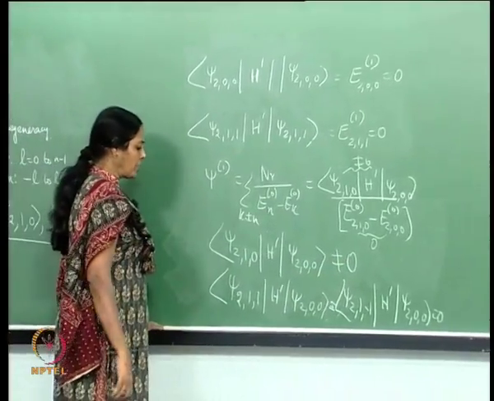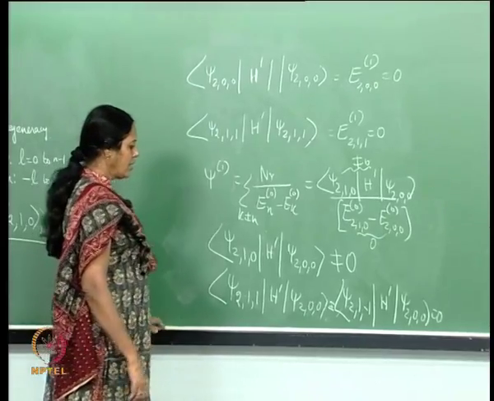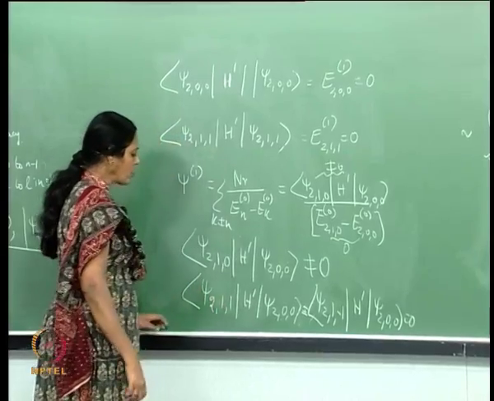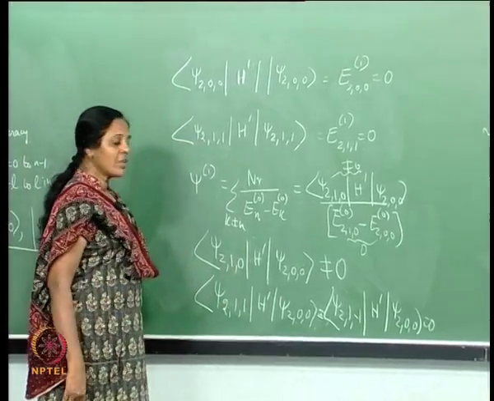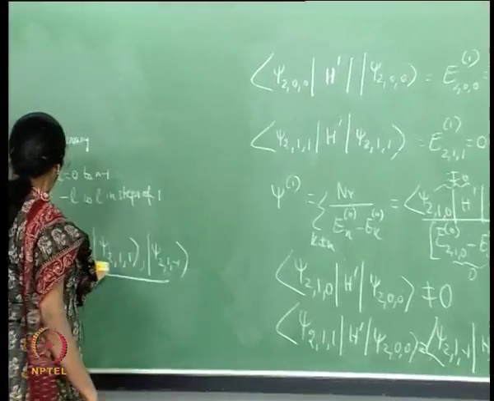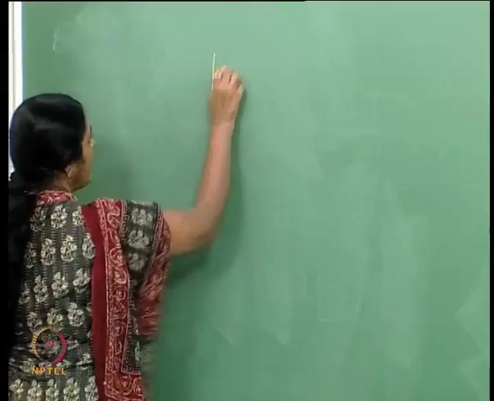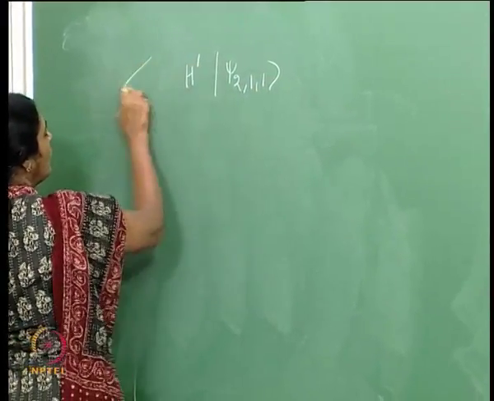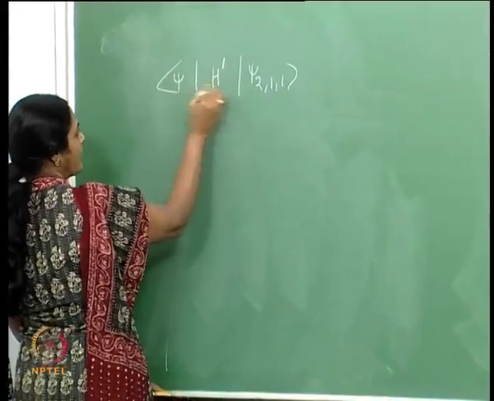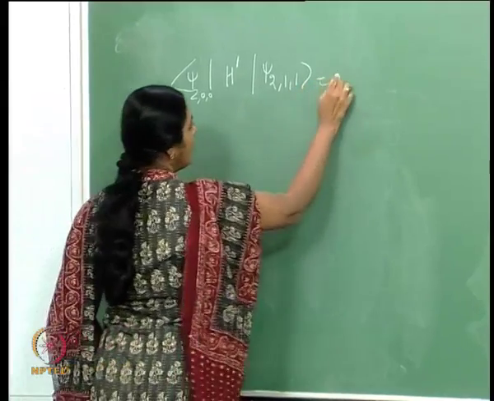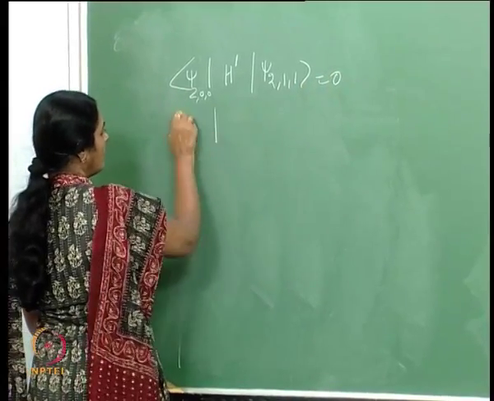So, this is where the problem is. Now, if you look at the state psi 2 1 1 and see what the transition matrix elements of H prime are, let us look at that. If I started with the state psi 2 1 1, and I looked at all possible final states which are different from it, we have already shown that this is 0.